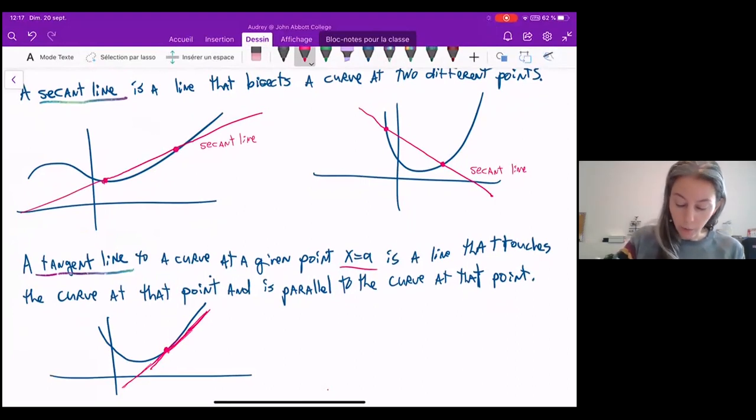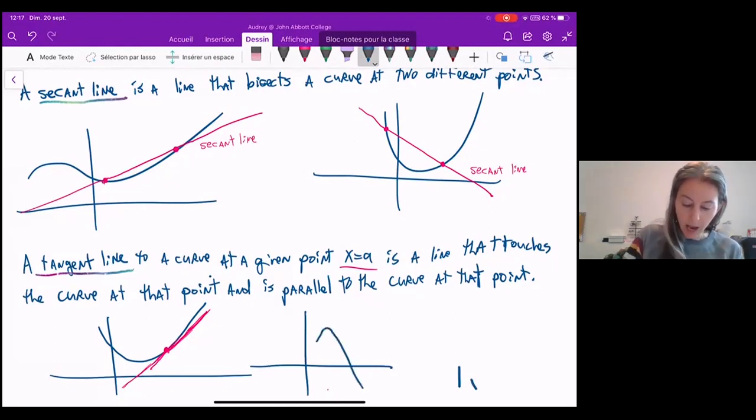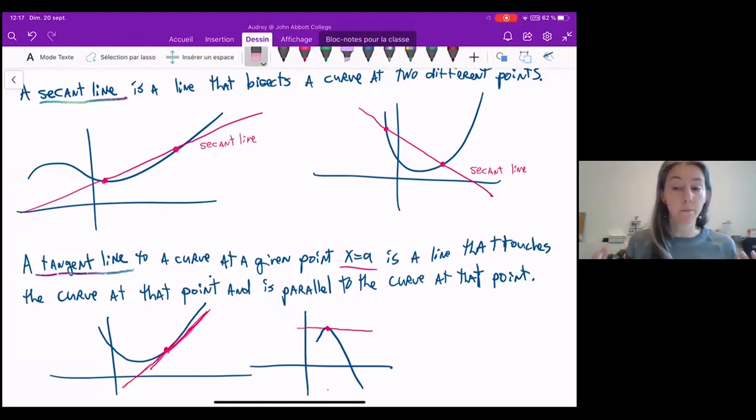Another way that we could look at this, if I have a different kind of curve, maybe I have something like this, and I want my tangent line at this point right here, well, that tangent line is going to look more like that. An important thing to understand about tangent lines and secant lines is, with the secant line, I'm given two points and I know that the line bisects the curve at those two points. That doesn't mean that it doesn't also touch the curve at another point. It just means that I'm not given that point.